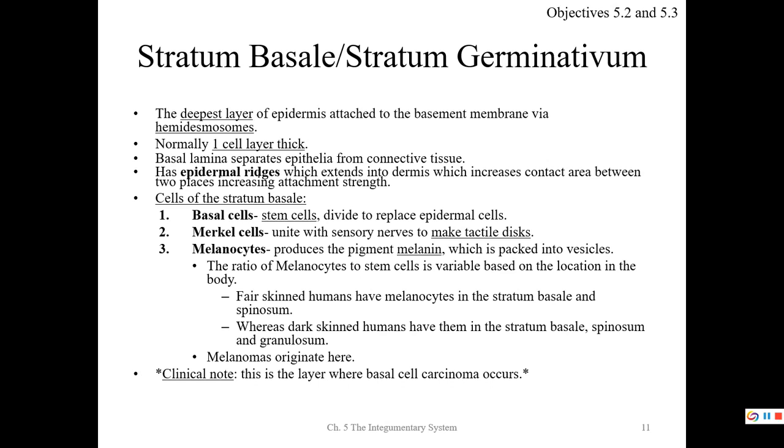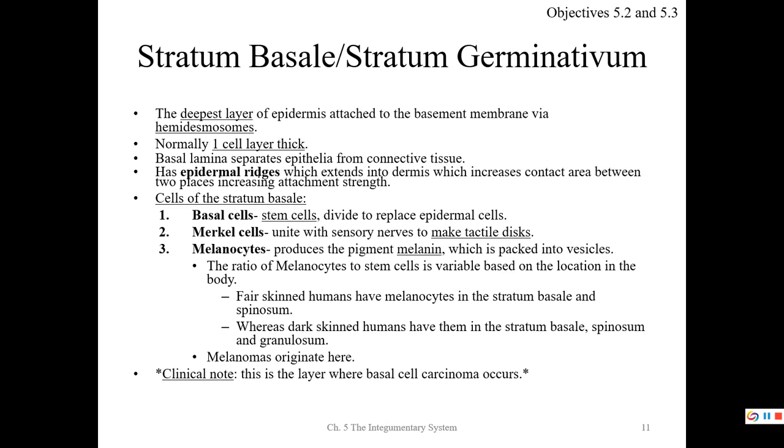Papilla means nipple, so they're nipple-like extensions. The basal cells are found here. These are the stem cells. They divide to replace the epithelium. There are Merkel cells, which unite with any sensory nerve to make tactile discs. And there are melanocytes, which make melanin. Melanin is the pigment that is packed into vesicles.